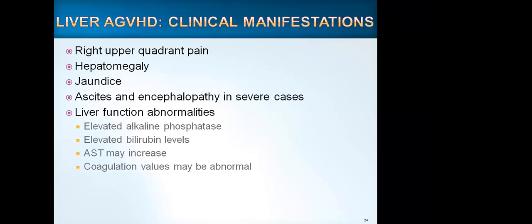So the next condition we'll see is GVHD, liver GVHD. Usually the clinical manifestation is right upper quadrant pain when the patient starts complaining, and hepatomegaly will be there. The spleen size will be increasing, the liver function test values will be increasing, and sometimes ascites and encephalopathy in severe cases. Usually in the liver function test we see elevated alkaline phosphatase, bilirubin level, AST, and we check the coagulation.